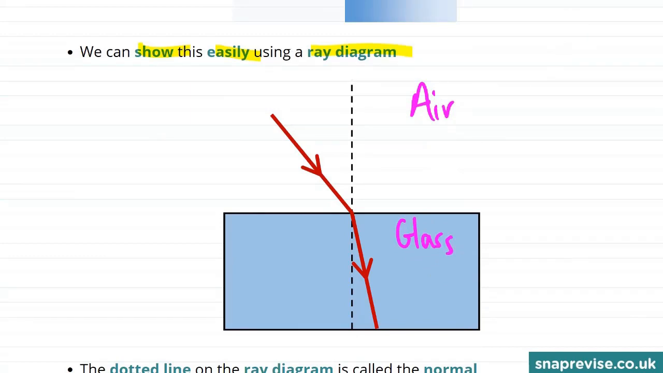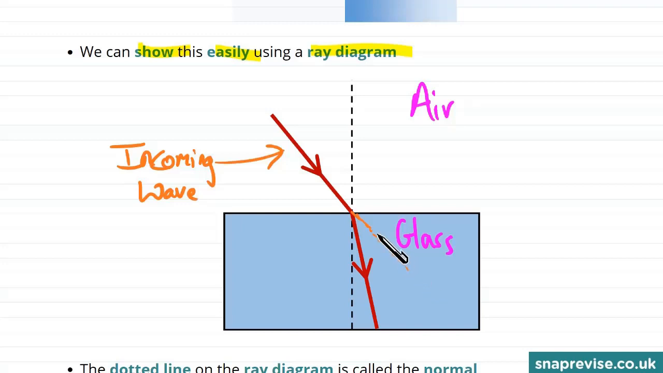So we just have this one line with an arrow on it, and this tells us that we are looking at the incoming wave. And if we wanted to, we could actually get our protractor out and quite easily measure the change in direction of this wave when it's refracted. And so here, of course, is our refracted wave.